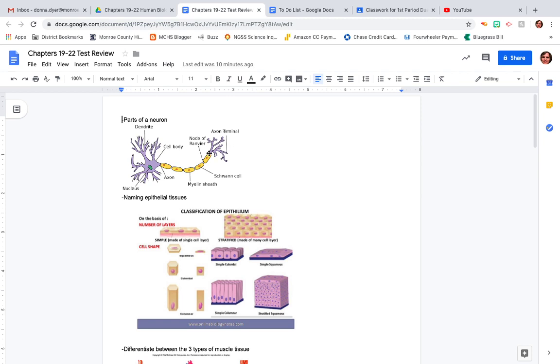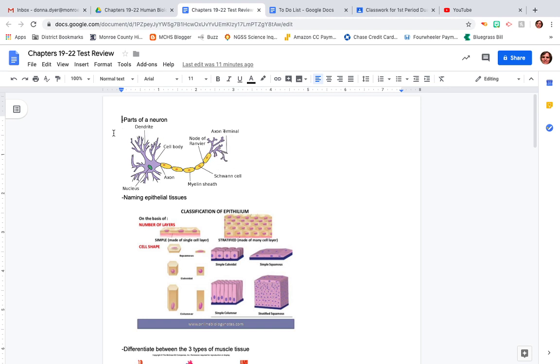Also, we talked about nerve tissue. You do need to know the parts of a neuron and what they do. So, for example, this is a neuron, the largest cell in the body. We see it has a cell body with a nucleus, dendrites that branch off that cell body, and an axon, which is like the wire, covered in the myelin sheath, which are these yellow globs, and then the axon terminals.